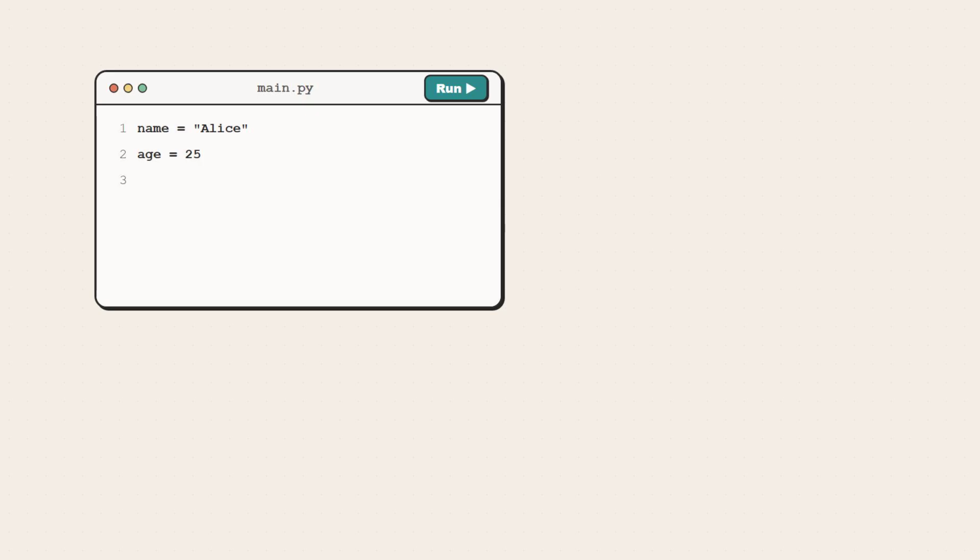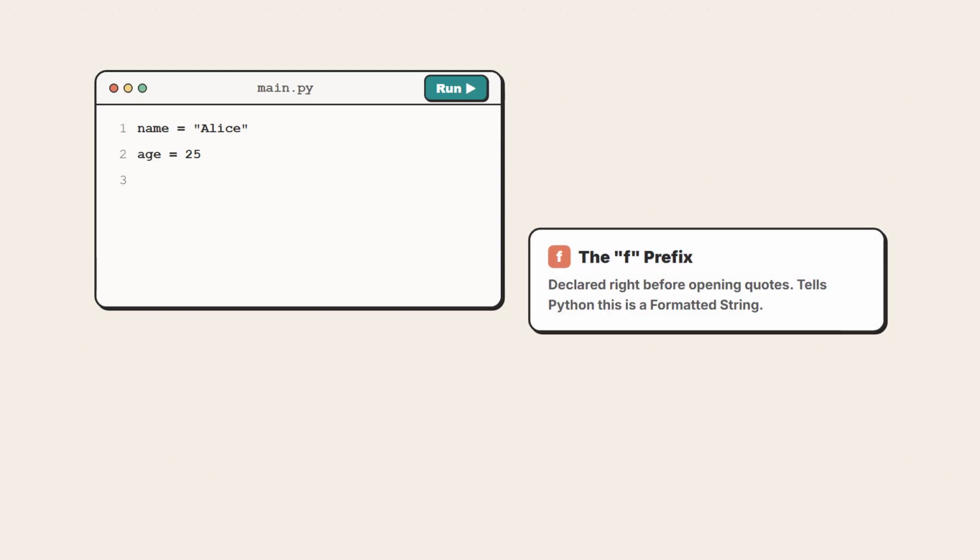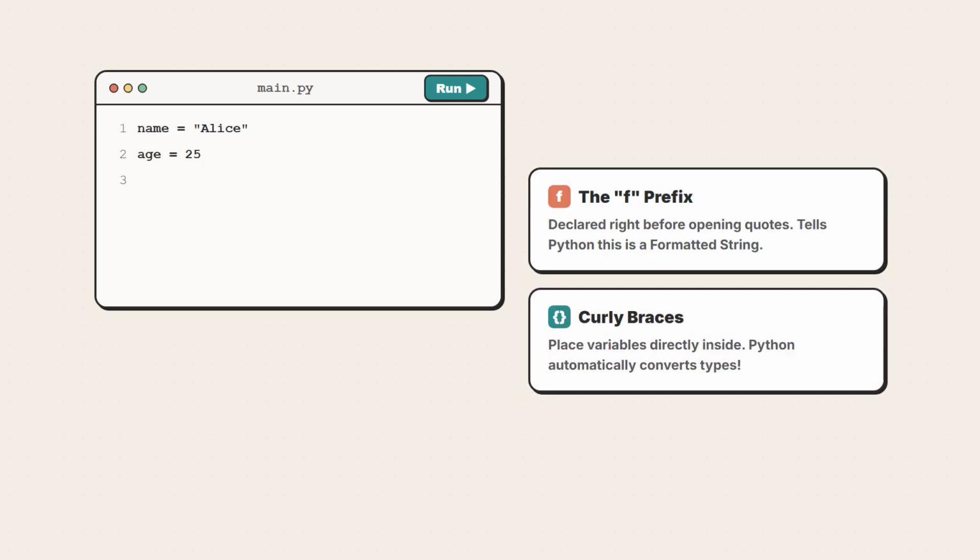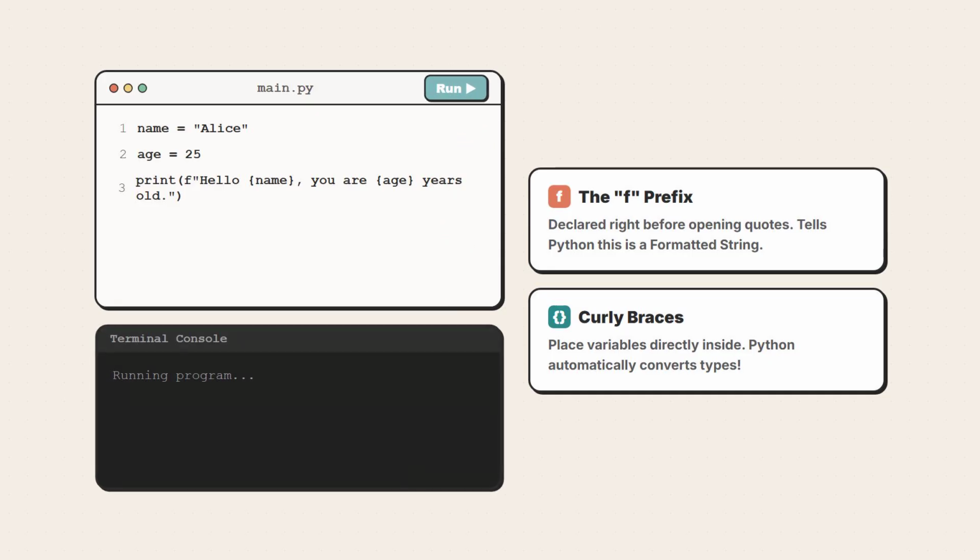An f-string stands for formatted string. We declare it by putting the letter F right before our quotation marks. Then, we can place any variables directly inside the text using curly braces. Let's write the f-string version. Print F hello name. You are age years old.